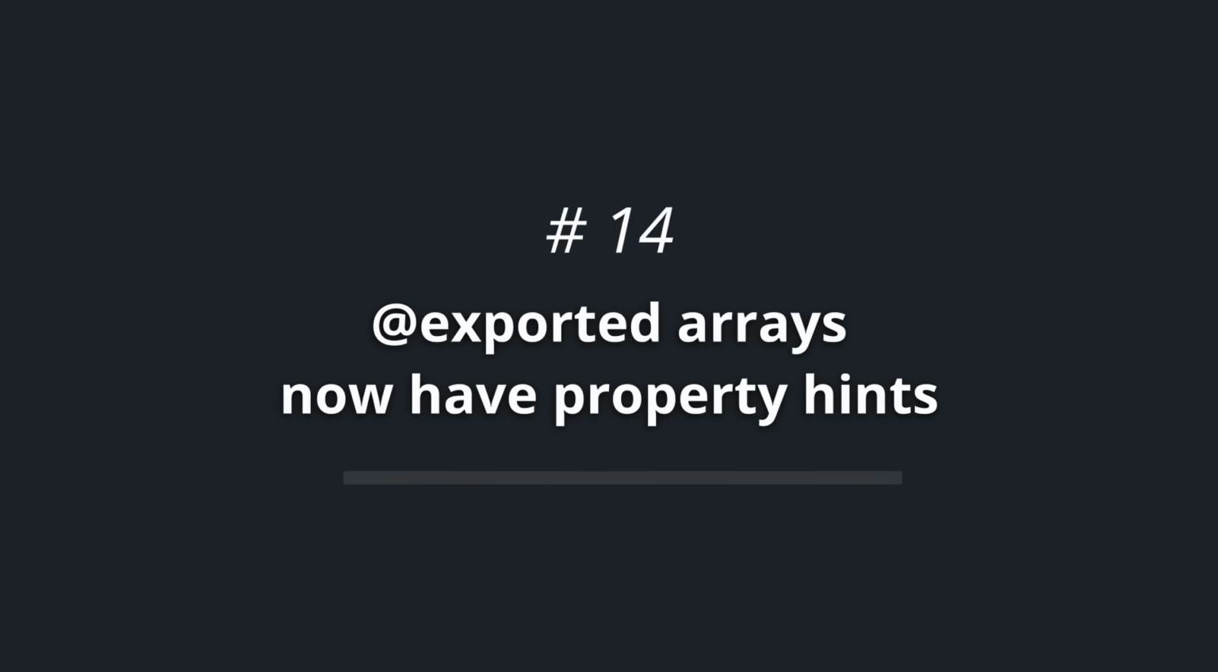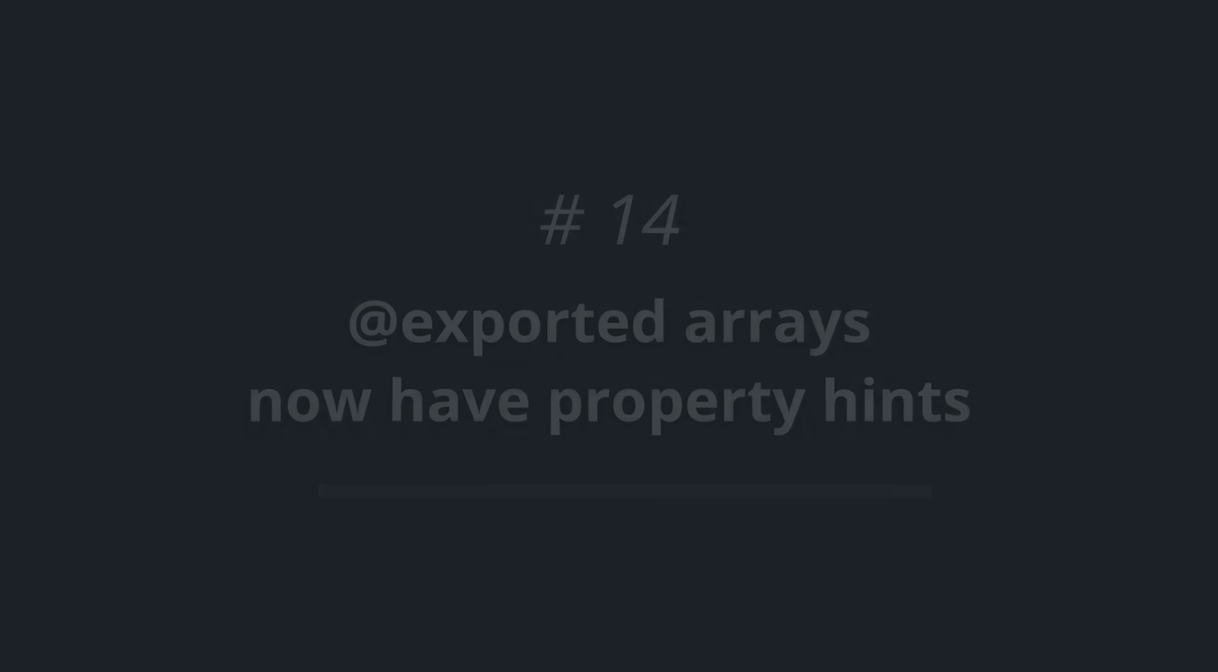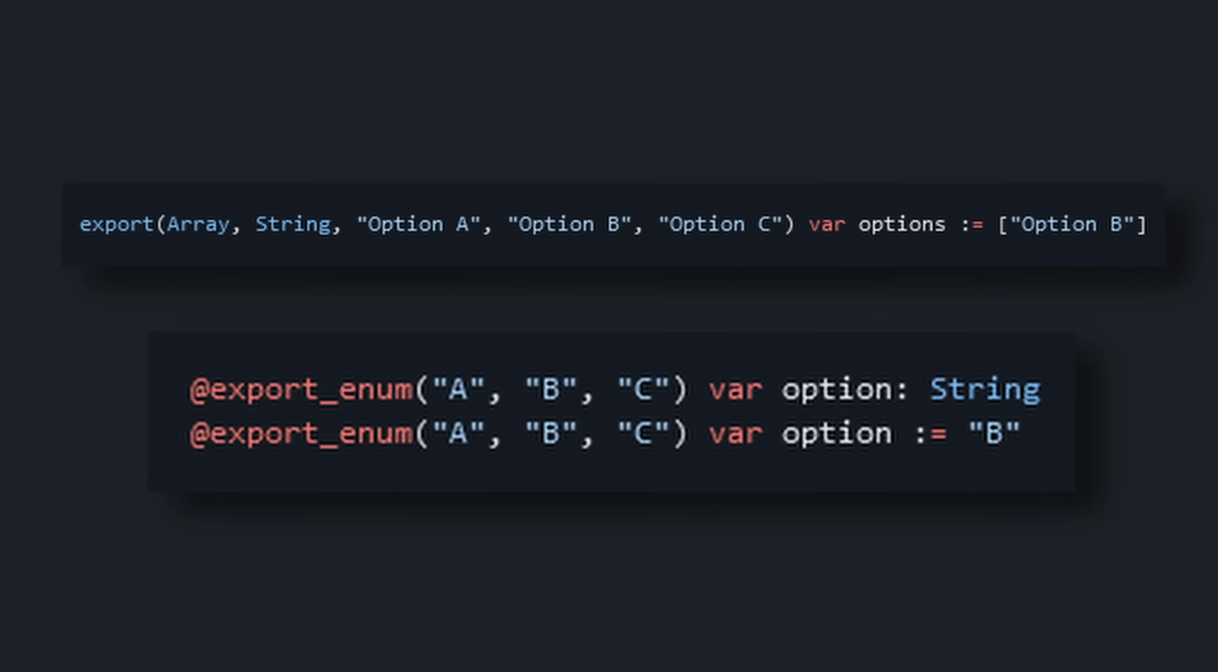Number 14. Exported arrays now have property hints. Arrays now have hints like range and stuff. Ableton is a legend.